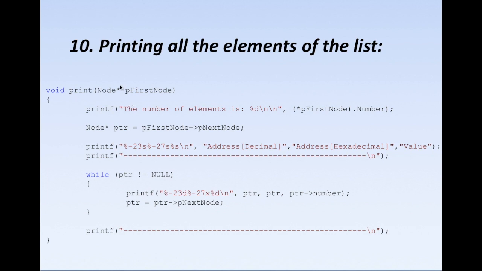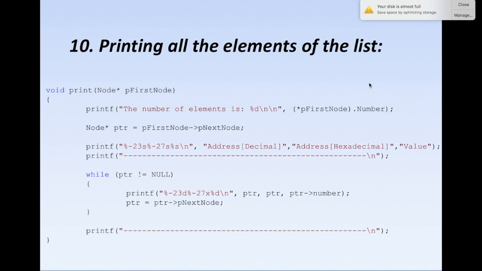So to do that, we only need a pointer to the first node. Okay, and this is just for formatting. We said that the number of elements in the list is (*pFirstNode).number. Or we could have used the star pointer, so we get back to the variable, and that's why I can put a dot. Otherwise, if I used pFirstNode only, I would have put an arrow. But we said *pFirstNode, so now I can put dot number.